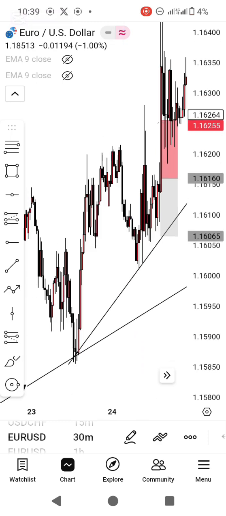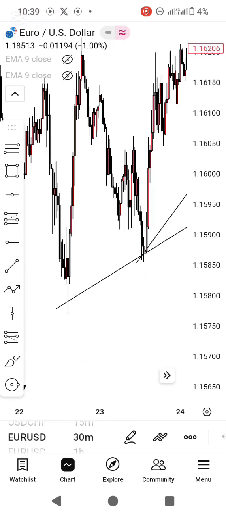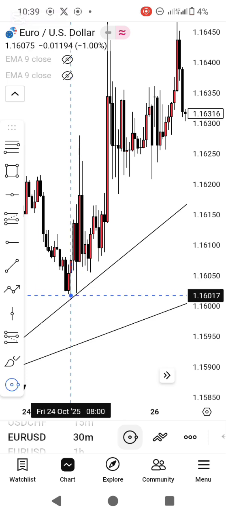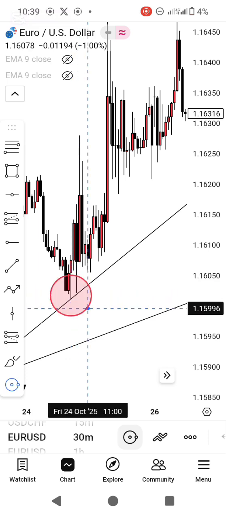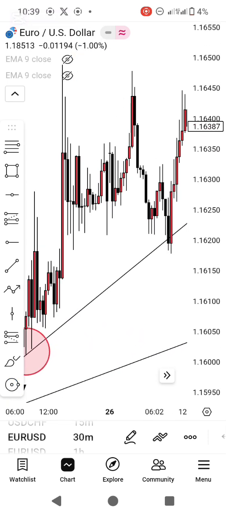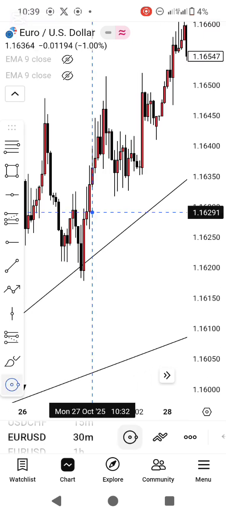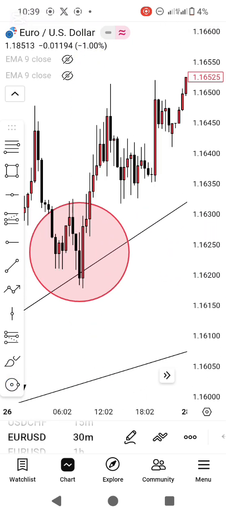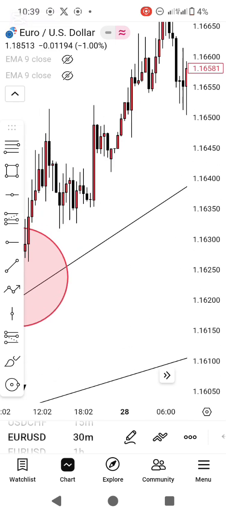So you can see, this was the new trend line. Second touch point. And then look at what happened. Something very interesting happened on the third touch point. We have an engulfing bar pattern.